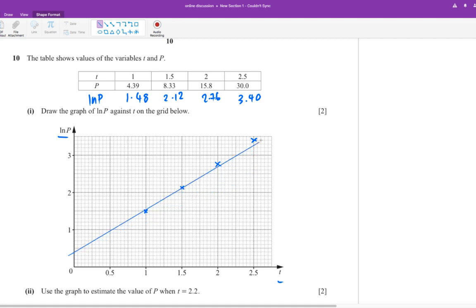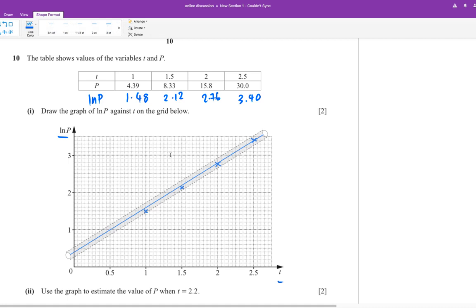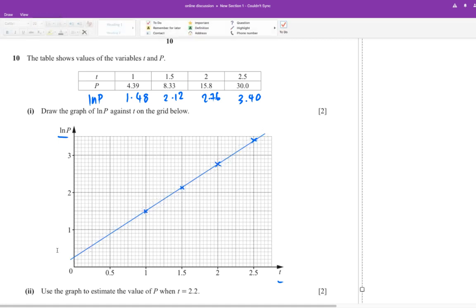You can see my line should look best fit. Okay, it's not yet best fit. I'm going to erase a little bit. Okay, this one should be my line. Alright, so done.